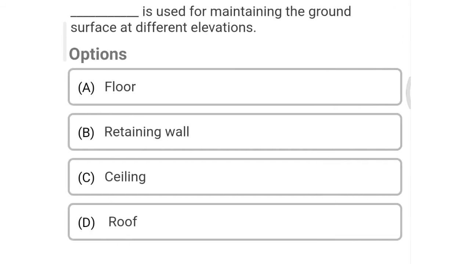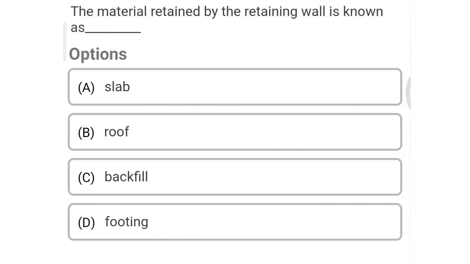So next question, dash is used for maintaining the ground surface at different elevation. Option A floor, option B retaining wall, option C ceiling, option D roof. So the correct answer is option B retaining wall. So next question, the material retained by the retaining wall is known as option A slab, option B roof, option C backfill, option D footing. So the correct answer is option C backfill.